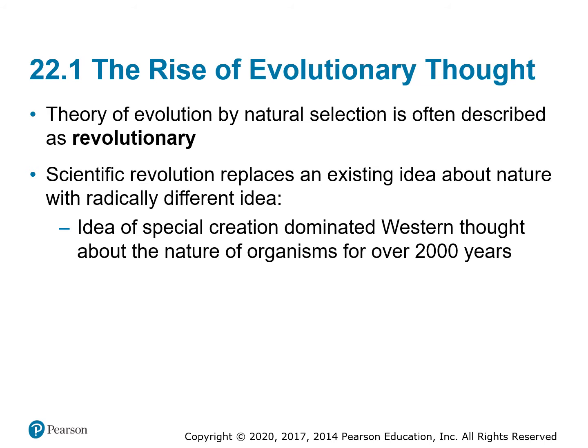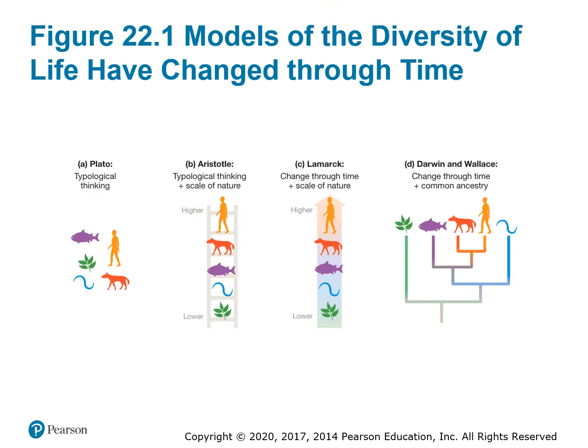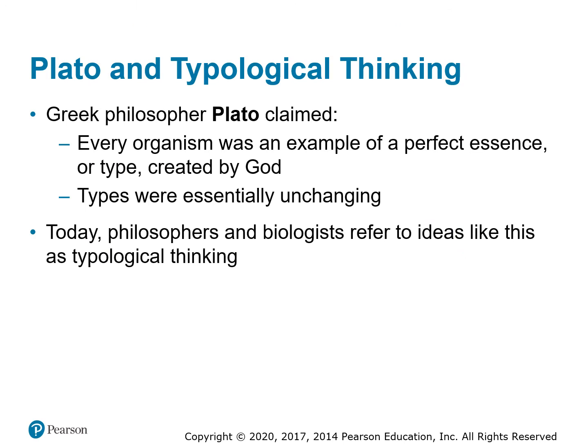These ideas were actually revolutionary for the time because no one had dared to challenge them, as the ideas of special creation had been dominating the world for about 2,000 years. So we're going to talk about 3 of the models, and then we're going to talk about the modern model as well. The Greek philosopher Plato claimed that every organism on the planet was a perfect essence and type that was created by God, and it was unchanging, so it could never change, and it had never changed. This type of thinking was known as typological thinking.